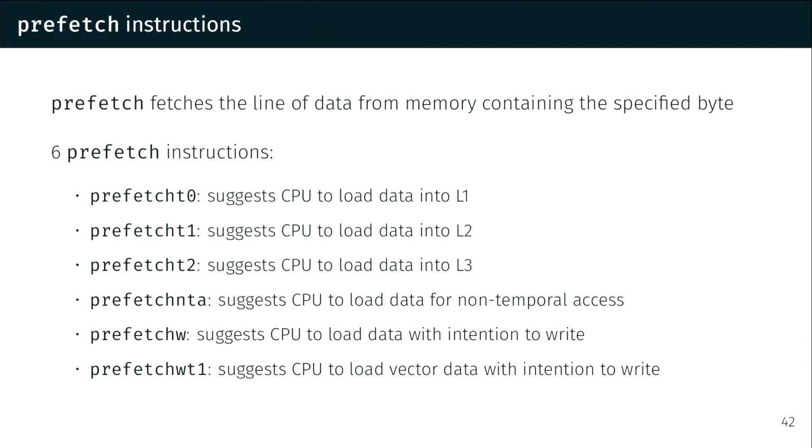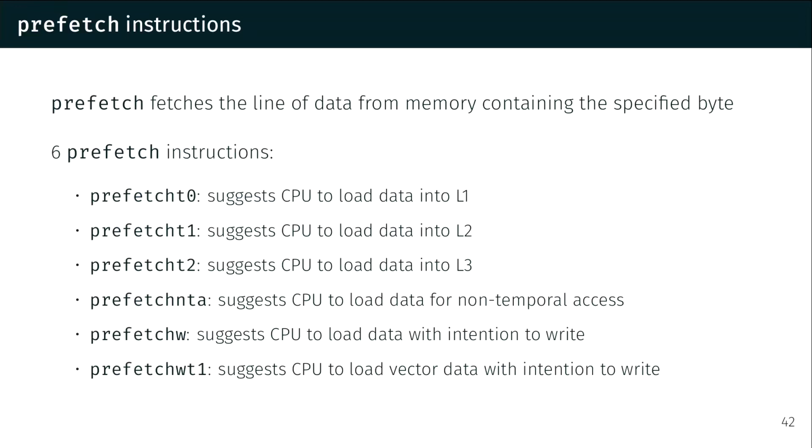So the next instruction we want to talk about is the prefetch instruction. The prefetch instruction is used to tell the CPU, okay, please load the data I need later on into the cache if you have some time. And in the end, there are actually 6 different prefetch instructions. Prefetch T0 to T2, which means CPU, please load the data into the first level cache or the last level cache, whatever you want to use. But we spare you the details because it's not so interesting in the end.